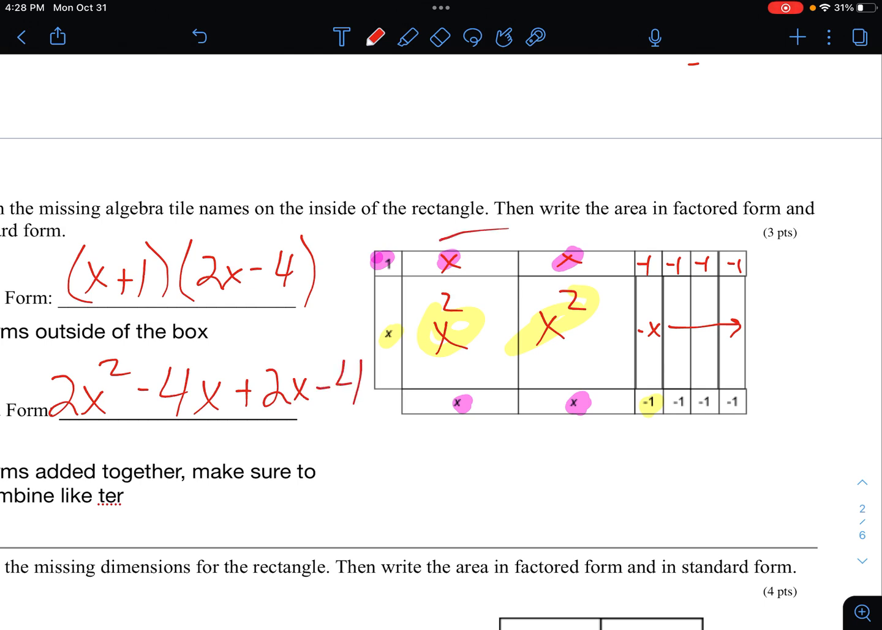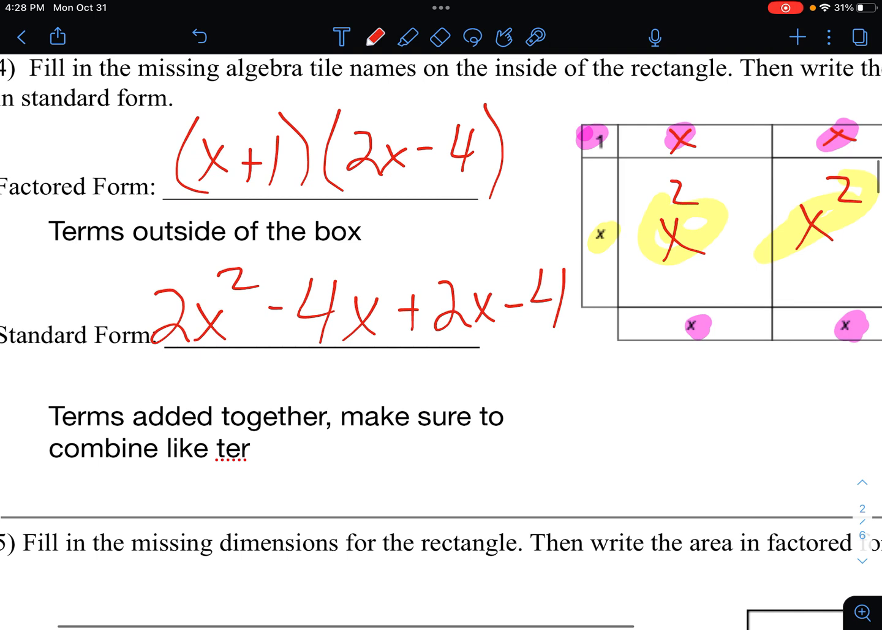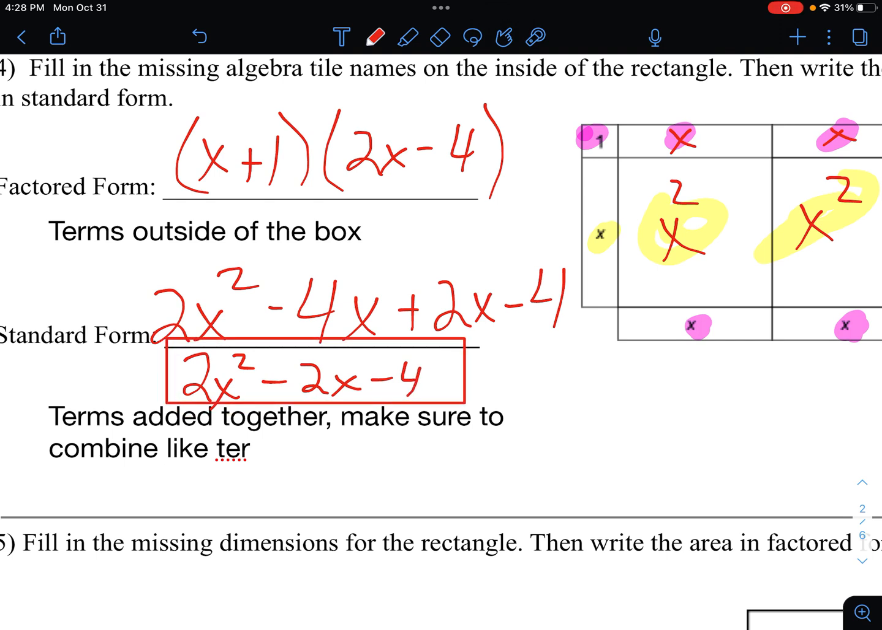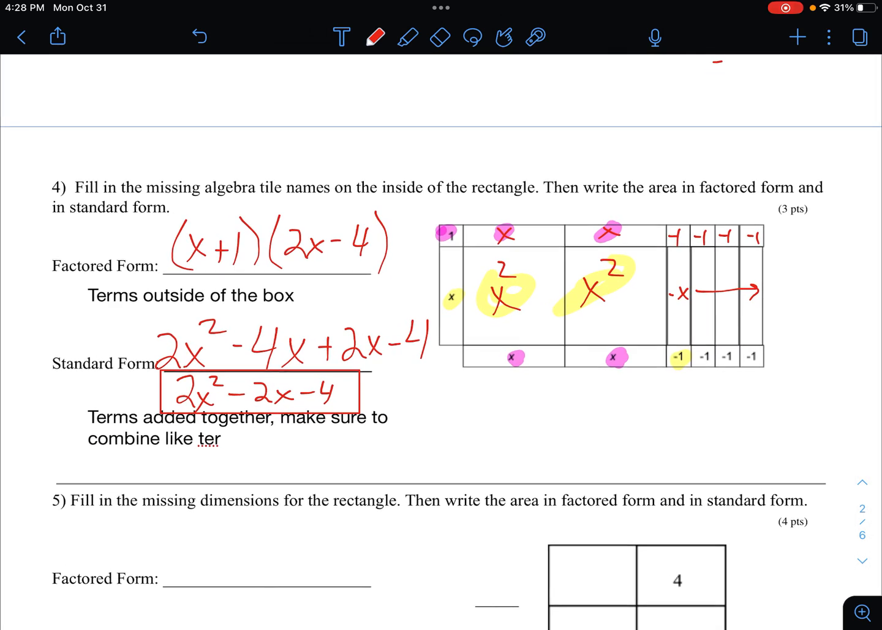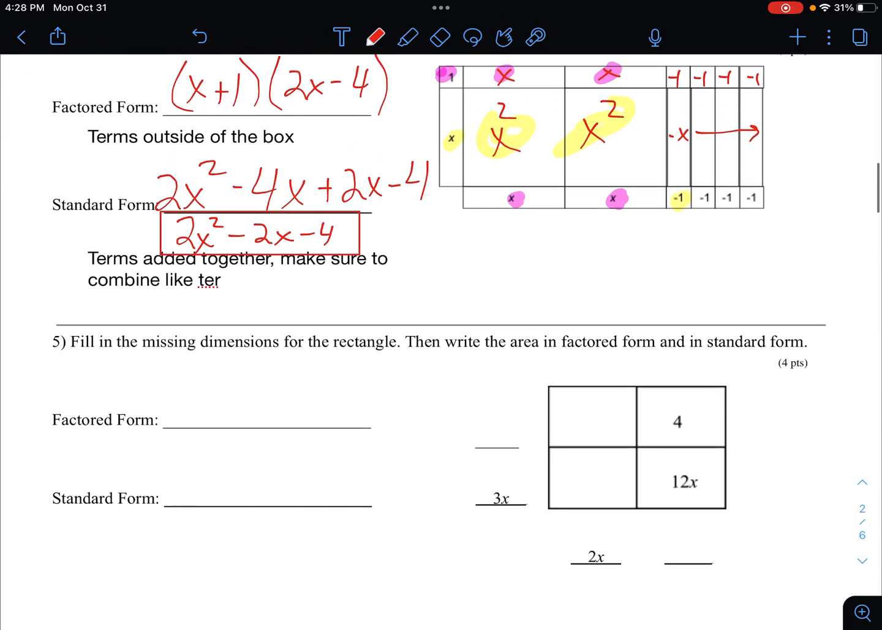So I just add up all of these, right? So I have 2 positive 2x's here, 4 negative x's here. So then when I go through and combine all of them, I get my final answer is 2x squared minus 2x minus 4. That right there is my answer. Okay. All right, so that's algebra tiles.